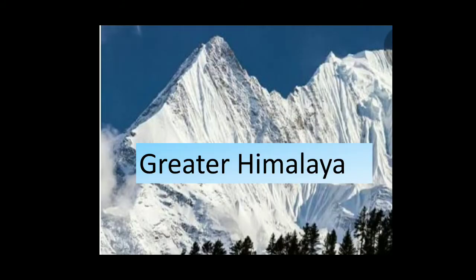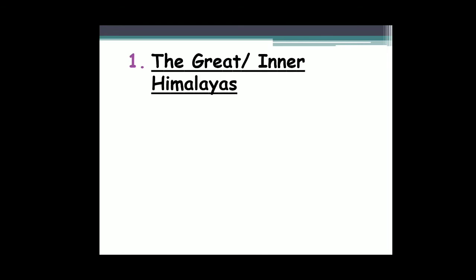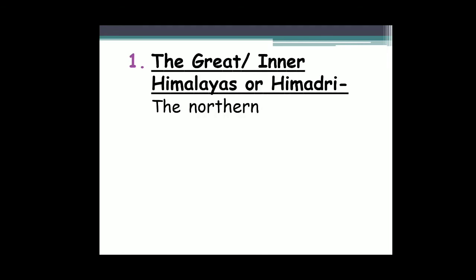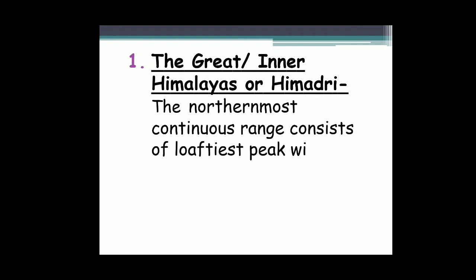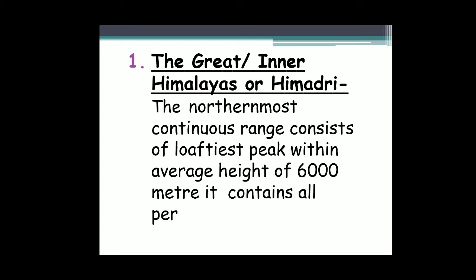First, Greater Himalaya. Features of the Greater Himalaya or Himadri. The Greater Himalaya, or Inner Himalaya, is also known as Himadri. It is the northernmost continuous range and consists of the loftiest peaks, with an average height of 6,000 meters. It consists of all the prominent Himalayan peaks.